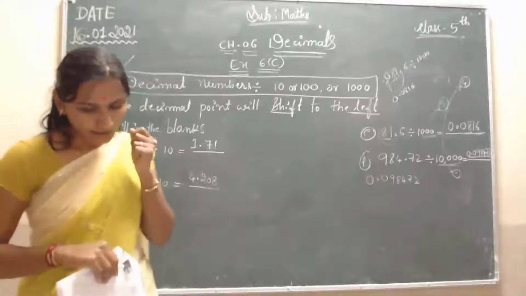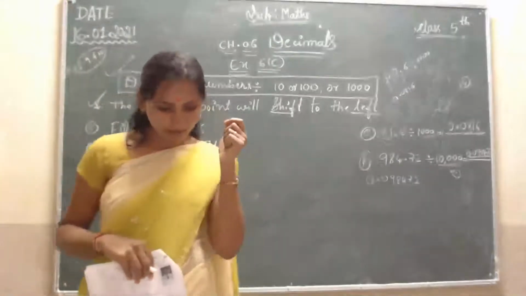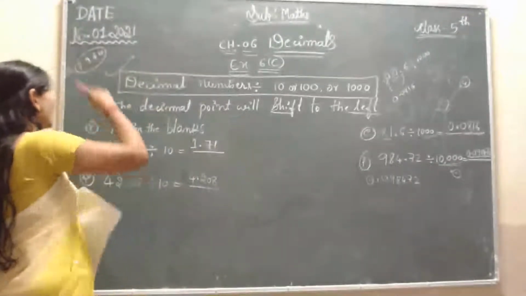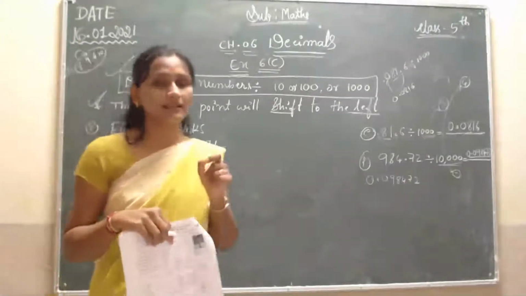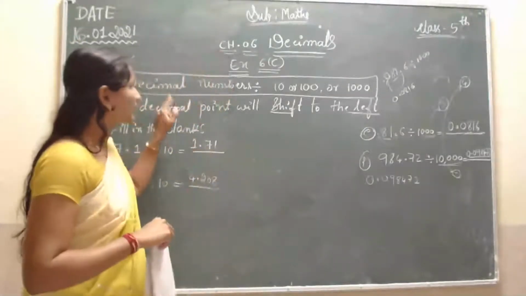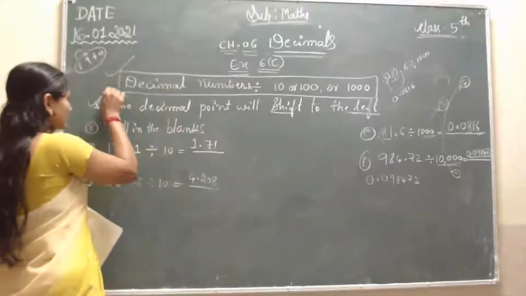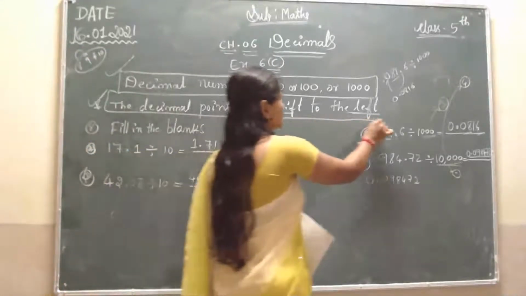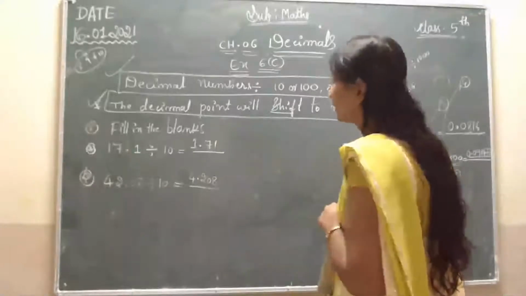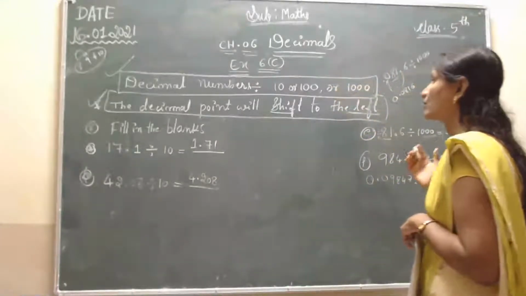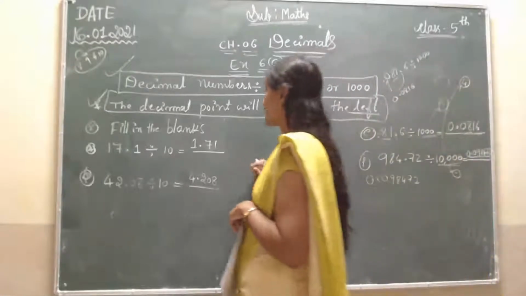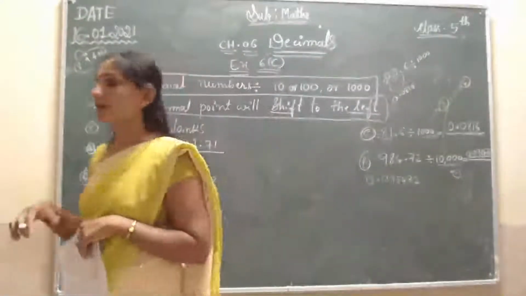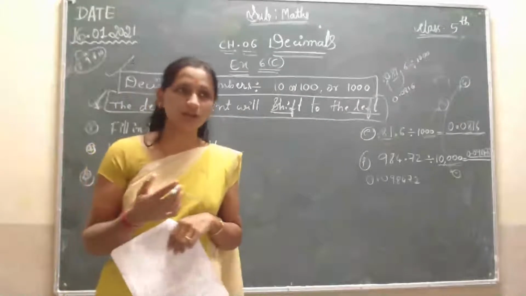So 8, 9 and 10 are very important, especially 8 and 9. In this exercise 6C, these two points are very important. Students, don't forget these two points, because you know how to divide by 100, 1,000, or 10,000. You have to shift the decimal point to the left side.